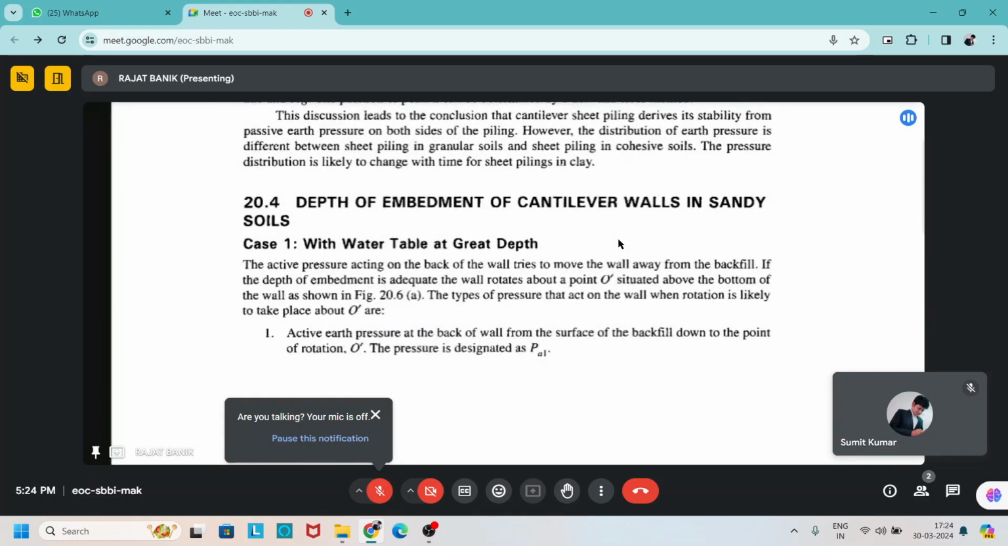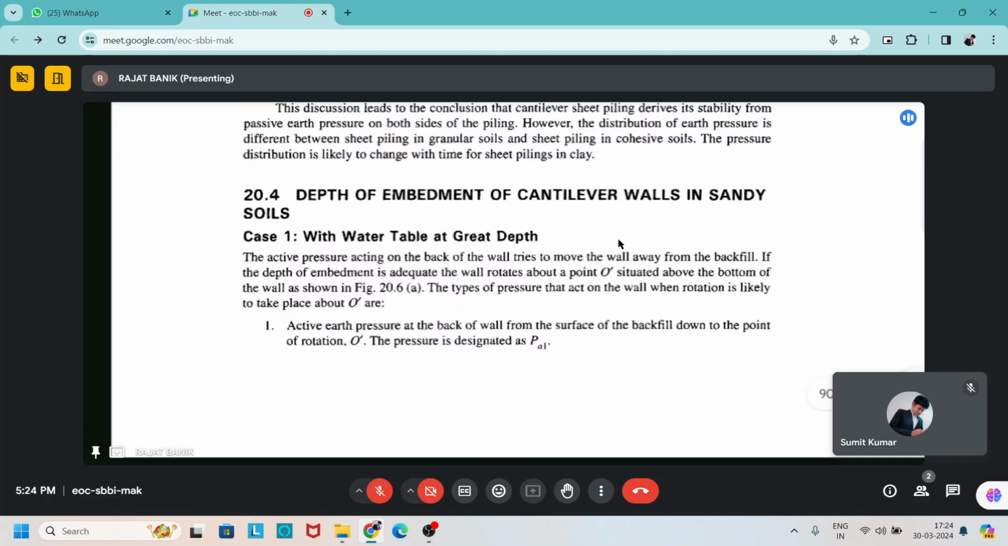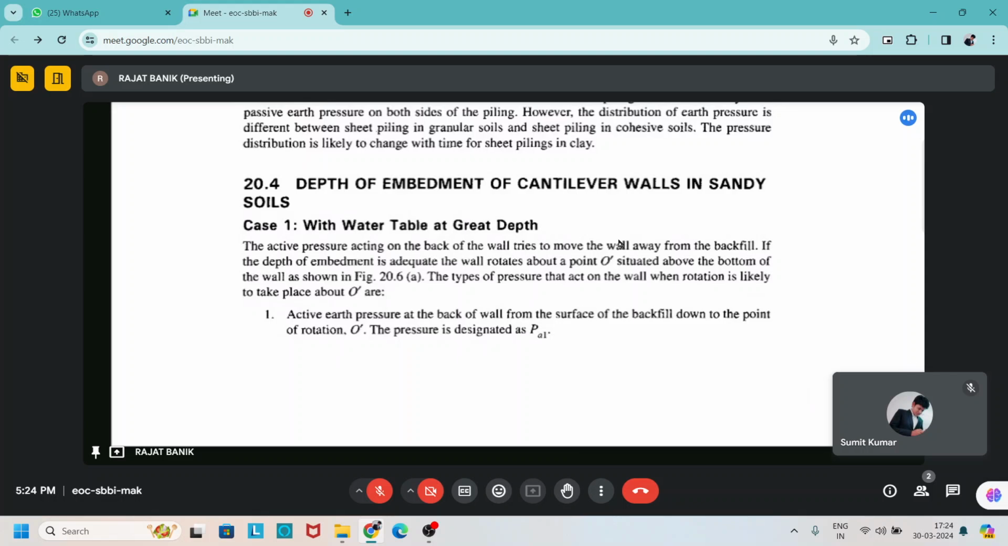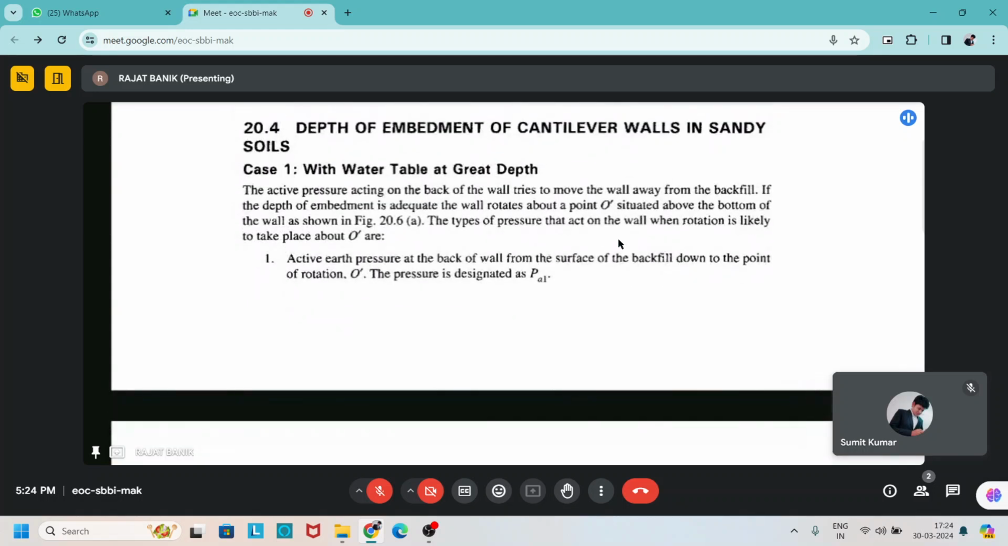So the active earth pressure acting on the back of the wall tries to move the wall away from the backfill. If the depth of embedment is adequate, the wall rotates about a point O' seated above the bottom of the wall, as shown in figure 20.6a. The types of pressure acting on the wall, when rotation is likely to take place about the point O', are different.